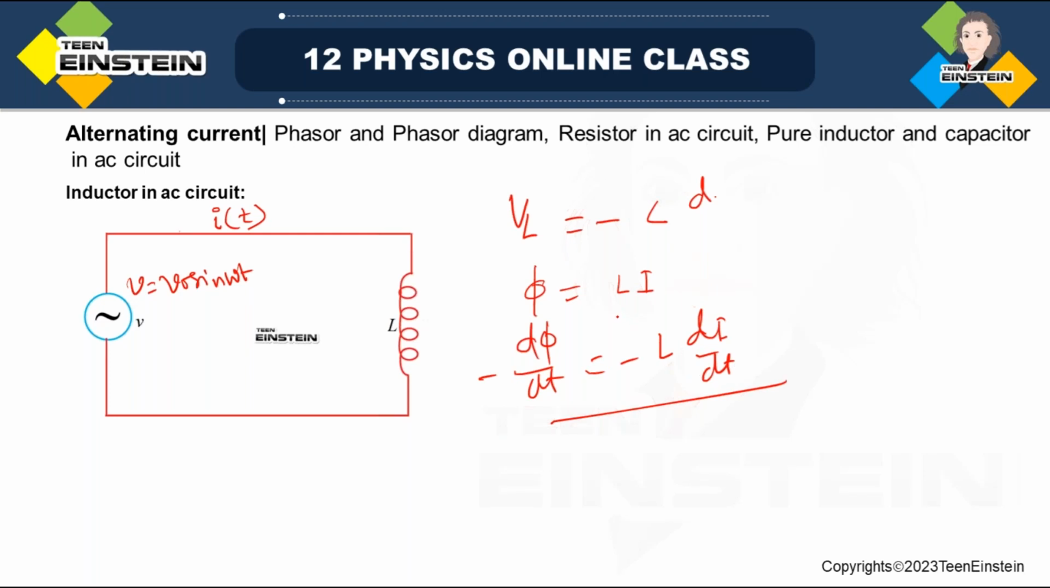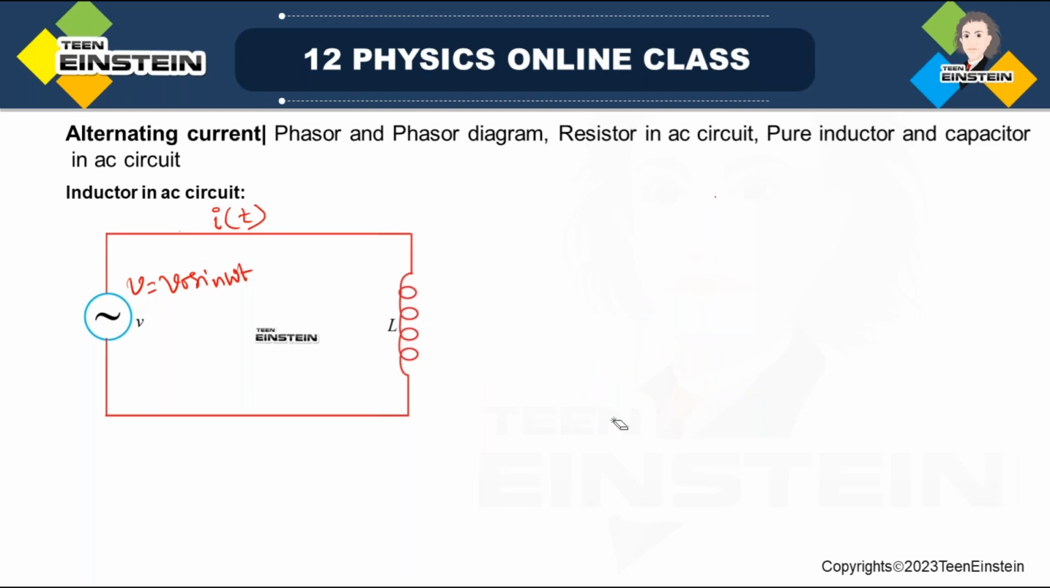Okay, so this is the EMF which will be induced across this inductor coil, and this EMF, which is called back EMF, will oppose the flow of the current or oppose the voltage. So what can we write from Kirchhoff's law? Since it is a pure inductor, there is no resistor associated with it, and there is no other electrical component in the circuit, so I can say VL itself is equal to V.